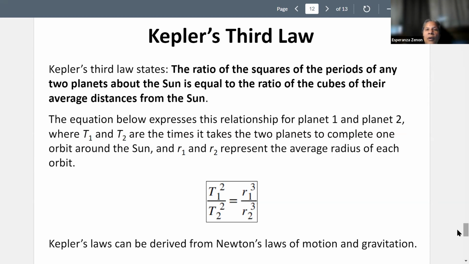Well, Newton came along and he used Kepler's work to help us understand why the planets orbited, and he called that gravity. And so he built on Kepler's work to formulate the law of gravitation. And the starting point was this relationship between the period and the orbit radius.